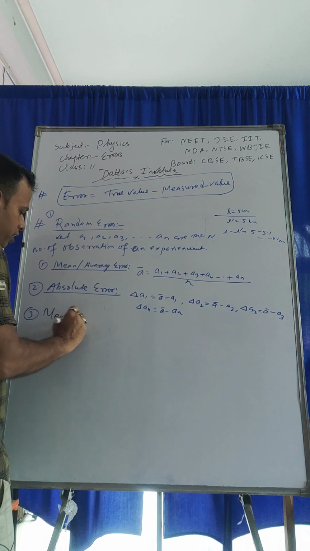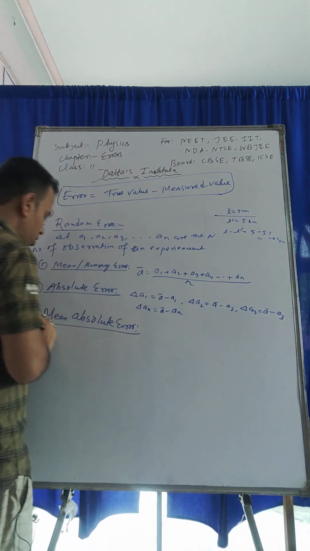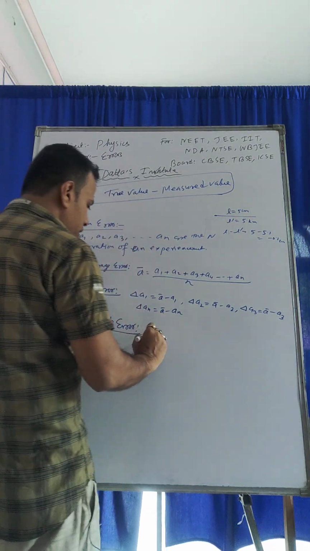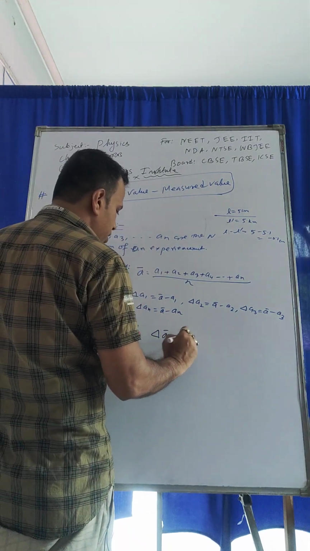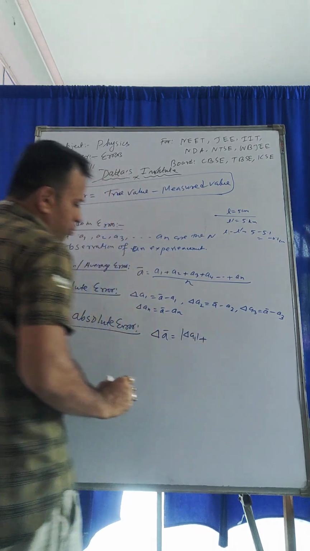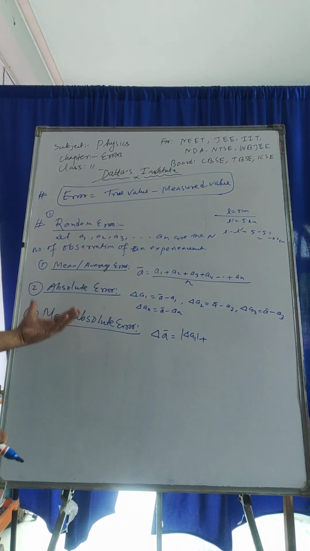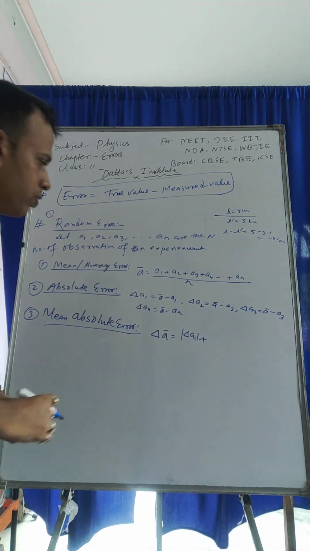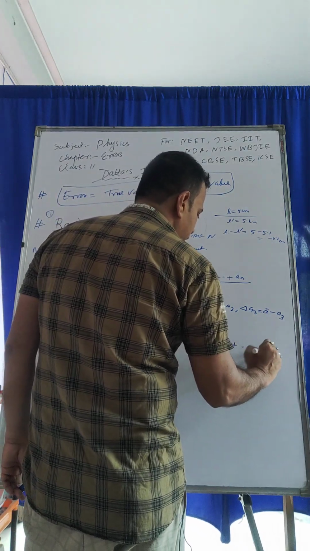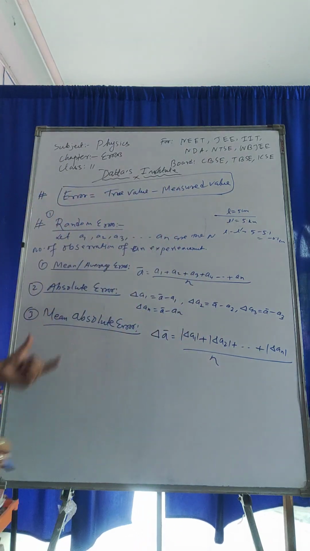Next is mean absolute error. In mean absolute error, it is denoted by delta a bar. It is nothing but the mean of the absolute errors. So mean absolute error is nothing but the mean of the absolute errors: del a1 plus del a2 plus dot dot del an, divided by n. So this is the formula of mean absolute error.